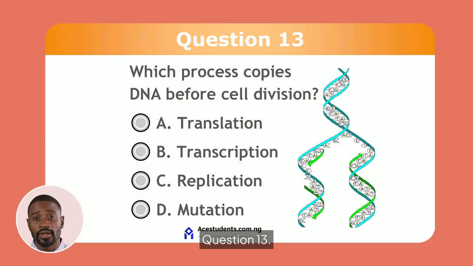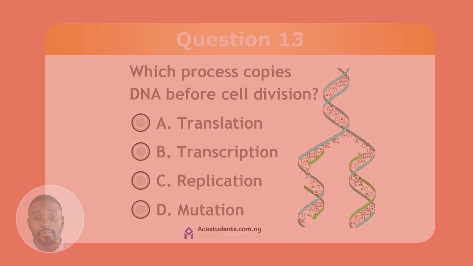Question 13. Which process copies DNA before cell division? Is it A. translation, B. transcription, C. replication, or D. mutation? Reflect on the cell cycle.